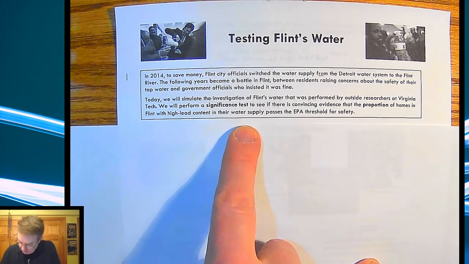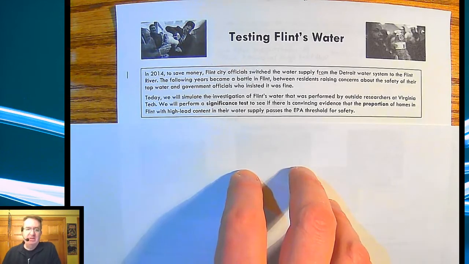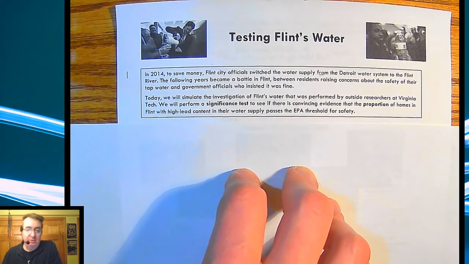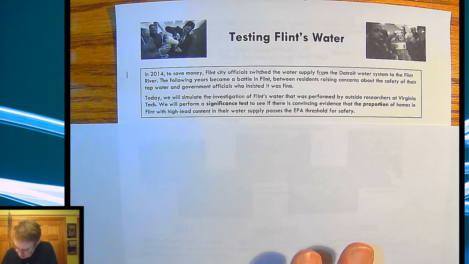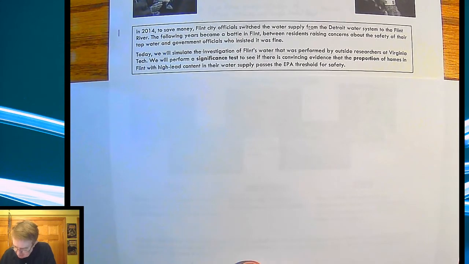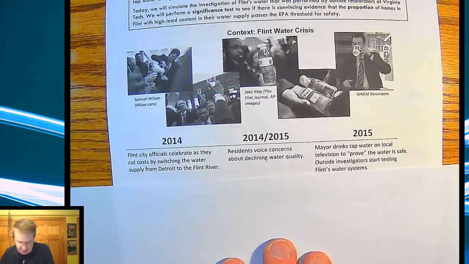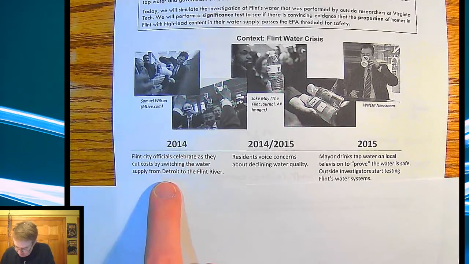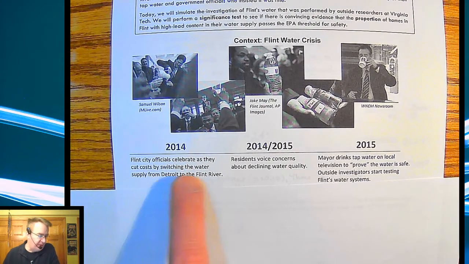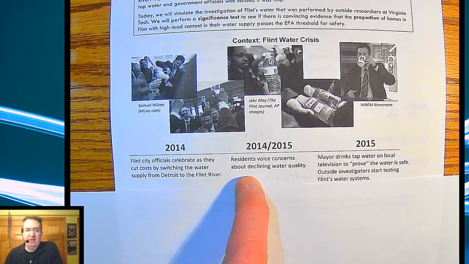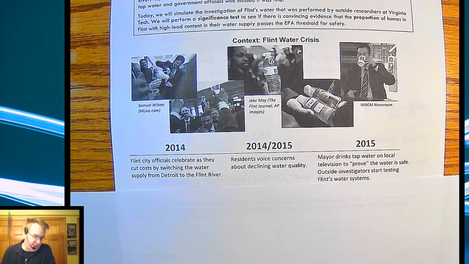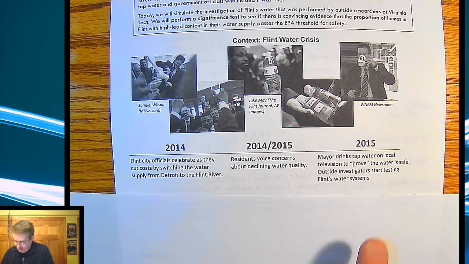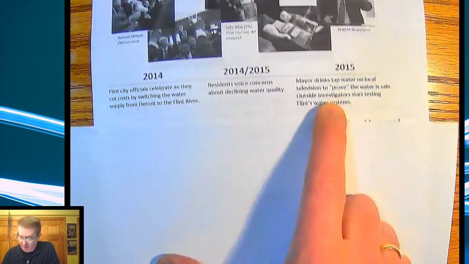So we're going to simulate an investigation that outside researchers did, so we can see how this works in the real world. Here's the setup and the explanation of what was going on. In 2014, they swapped the water supplies. Starting in 2014 and into 2015, the residents start complaining about the water. In 2015, the mayor drinks the water on television to prove that the water is safe. And at that point, people came in to investigate what's going on.